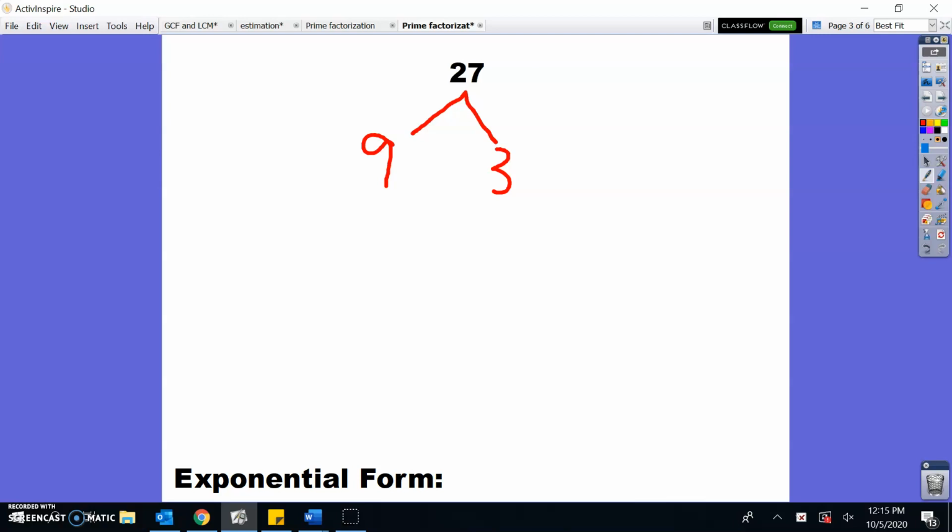So I'm going to ask myself, can 9 be broken down even more? Are there two numbers that I can multiply to get 9? Yes. Can I multiply anything else to break down the number 3? No, because 3 is a prime number. So I'm going to circle 3, and that will go into my exponential form.